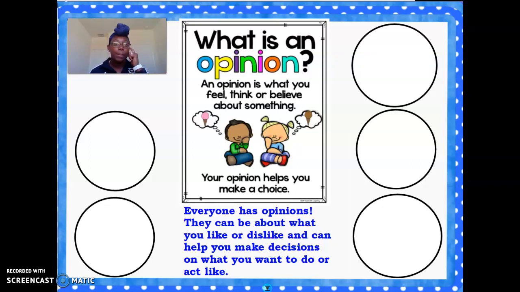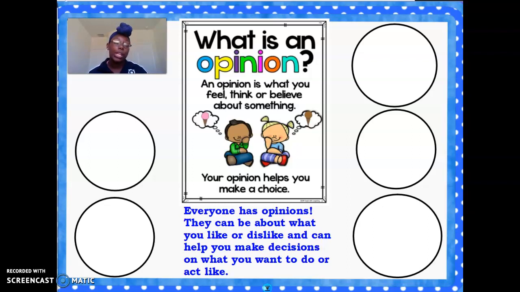And when we think about opinions, I want you guys to remember this important thing. An opinion is what you feel or believe. Very good. An opinion is not a fact. I can't go into an encyclopedia that has a bunch of true hard facts and find my opinion. But I can use the information in the encyclopedia to make my own opinion.